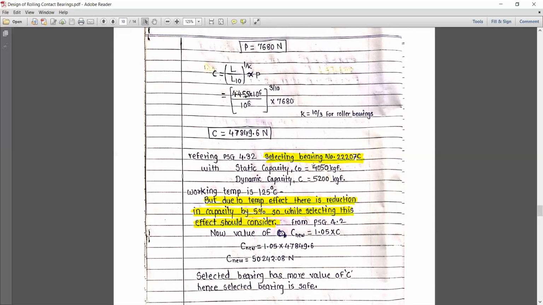Okay, now when we are going to select a suitable bearing, in this condition we haven't considered the temperature effect. Without considering the temperature effect, the value of C we get is 4784.96 kgf. And when we consider the temperature effect, the reduction in dynamic capacity is 5%. This is given in PSG page number 4.2. I will show you.